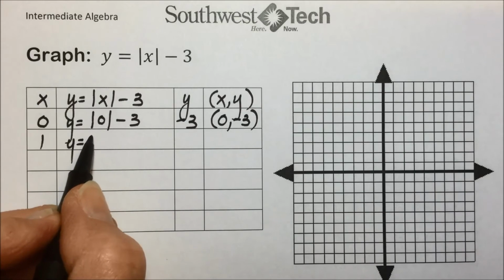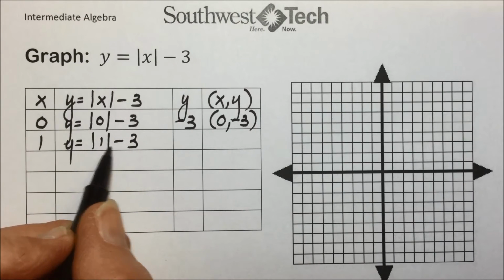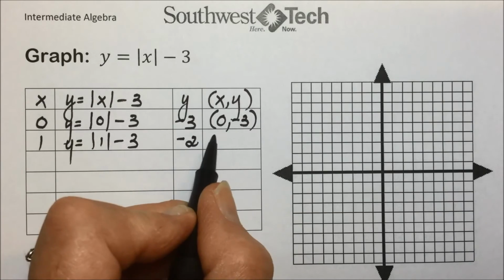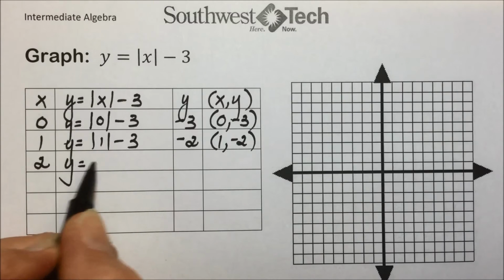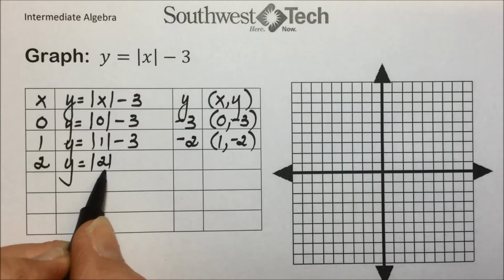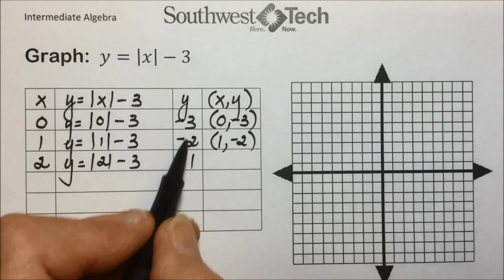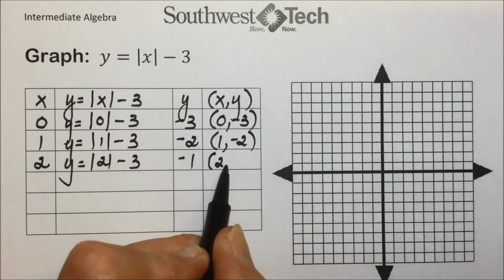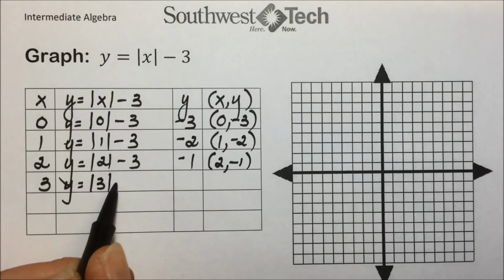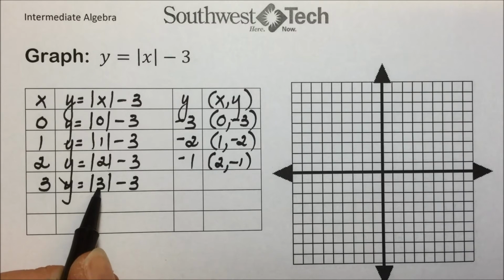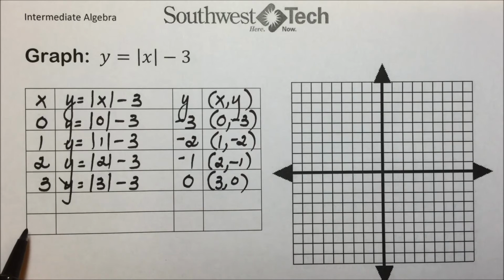If we replace x with 1, the absolute value of 1 is 1, always positive, minus 3 is -2. So we have the point (1, -2). Do another positive value here. Absolute value of 2 is 2. 2 minus 3 is -1. These values are getting smaller, so let's go one more positive x value. Absolute value of 3 is 3. 3 minus 3 is 0. So we have some solutions there.